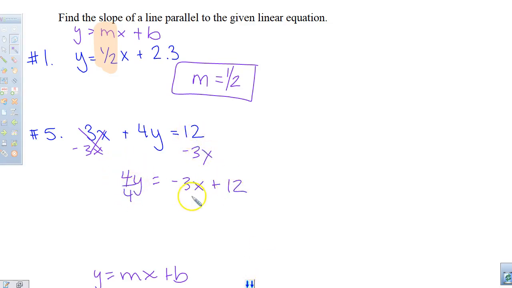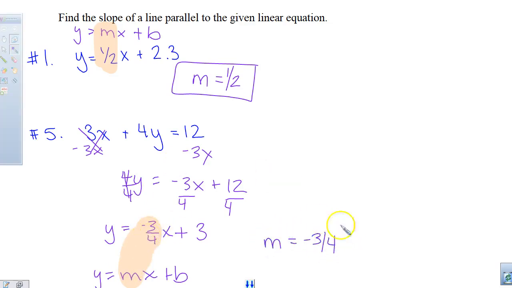Divide by 4. And I get y equals negative 3/4 x plus 12 divided by 4, which is 3. So my slope is this negative 3/4 right here. If I wanted to make a parallel line, my slope would also have to be negative 3/4, because parallel lines have the same slope. And I'm going to start up a second video for the remainder of our notes.